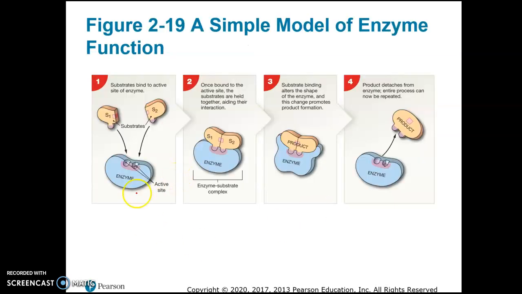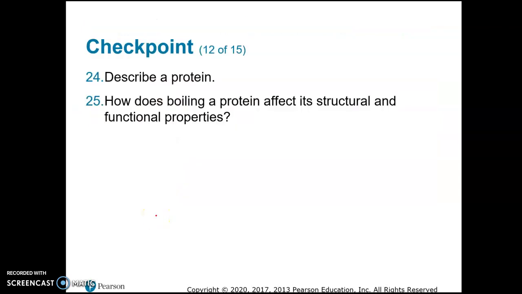So here's an image that shows you how it works. The substrates are chemicals that are just labeled S1 and S2. They bind to the active sites on the enzyme. Notice that there's specific shapes. And then that enzyme changes shape and forms the product, which is released. And that same enzyme can go back and react with more S1 and S2 chemicals.